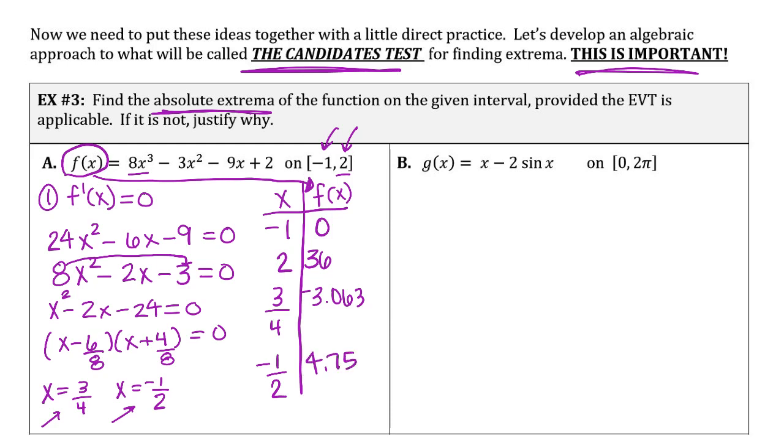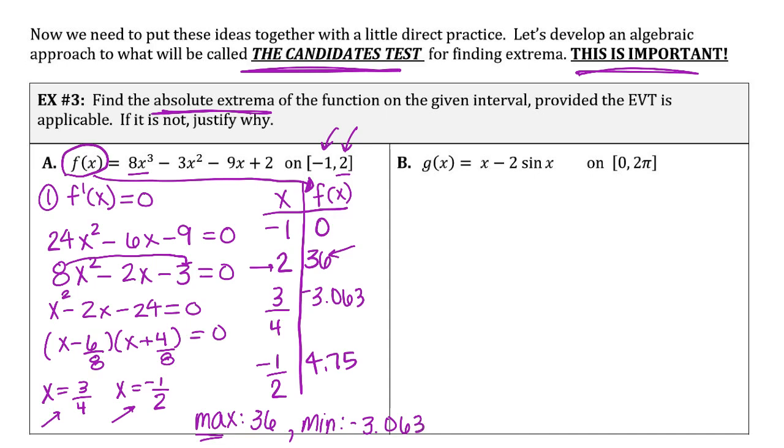Now all that's left to do is pick out the smallest value under f of x and the biggest value under f of x. So the maximum value that occurs, now notice I'm just asking for the maximum value, that maximum value is 36. Now it occurs at 2, but I'm just asking for that value. And then the minimum value is going to be the smallest number I see in that lineup, so that's going to be negative 3.063.